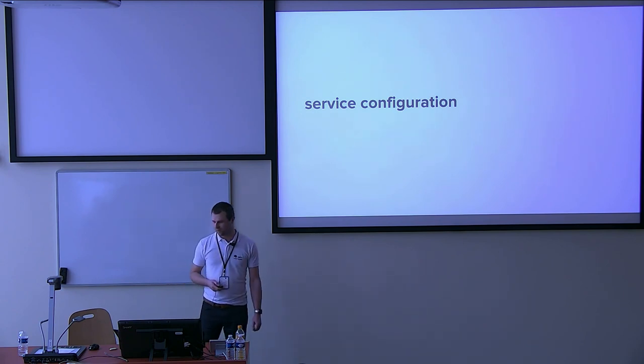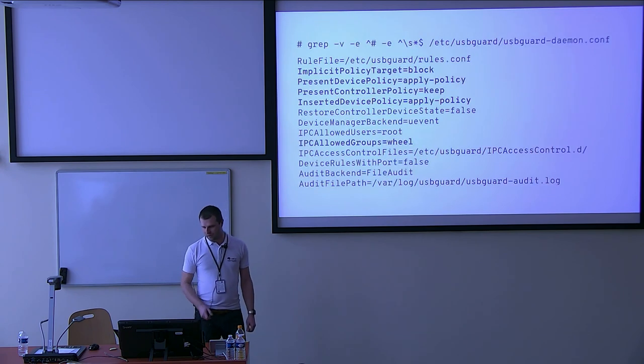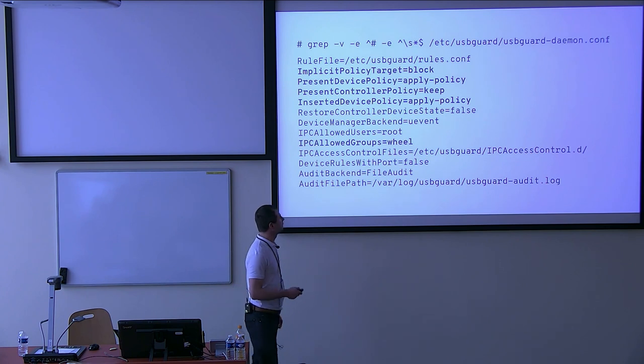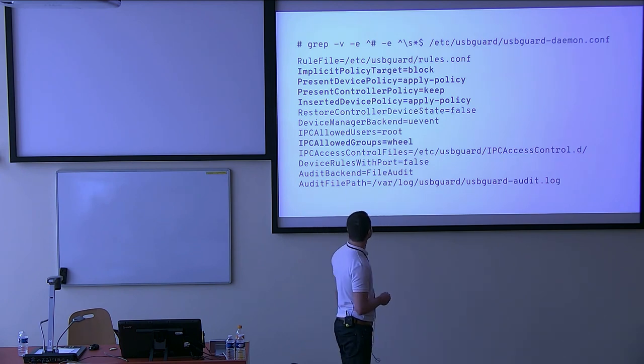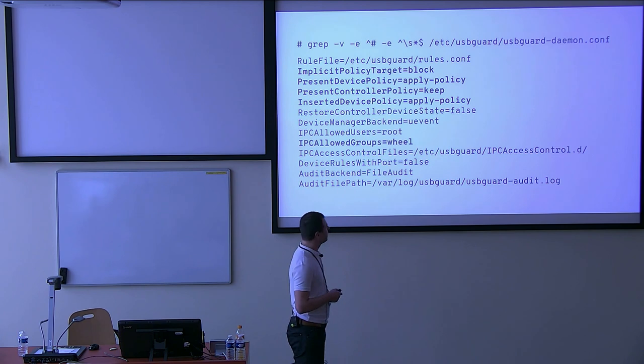the whole thing. The first thing for configuration is the service. It's the configuring of the USBGuard daemon. It's located in /etc/usbguard/usbguard-daemon.conf. There is a default configuration. The most interesting parts here are in a bold font. This is the implicit target policy, which is block. It means every new unrecognized device is blocked automatically.